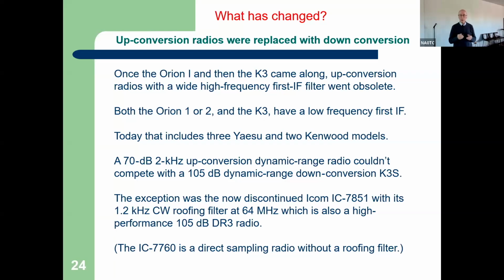The A3S 105, the very expensive 7851, is an upconversion radio, but that roofing filter is a killer. It's like a $300 filter. So that also had 105 dB dynamic range. One thing to clarify, the 7760 that replaced, in effect, the 7851 does not have a roofing filter. The 7851 has roofing filters, the 7760 does not. It's a standard direct sampling radio. Pure direct sampling, no roofing filter ever.